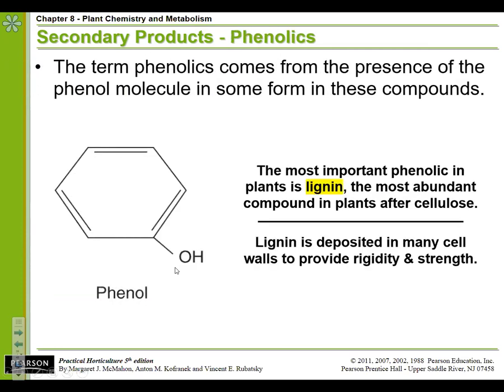All right, the phenolics are another secondary product that the plant is producing. The most important phenolic in plants is lignin, and it is the most abundant compound in plants after cellulose. Cellulose, because it is so important in creating cell walls. Again, remember, it's indigestible to humans. Lignin is deposited in many of the cell walls as well, especially in woody plants, to provide rigidity, strength, and structure to those plants.